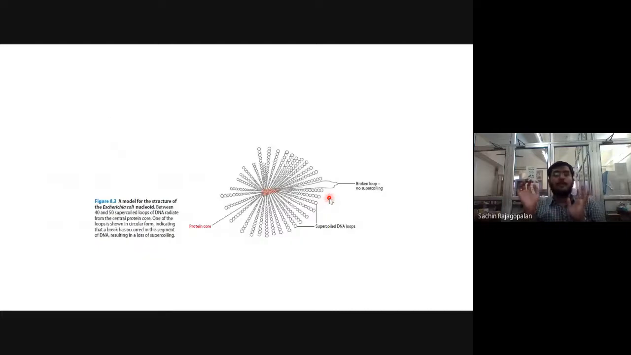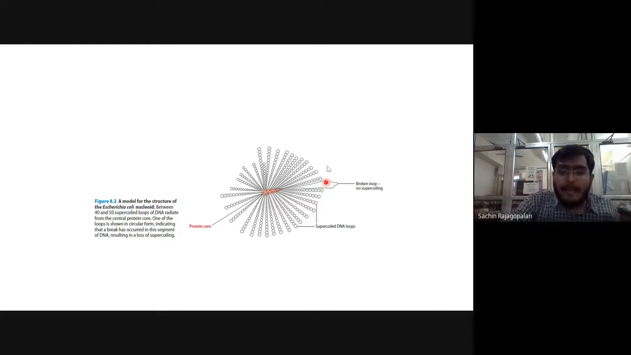This is how it looks. So the pink colored thing that you can see at the center is the protein core, which holds the DNA fragments, and you can see the DNA radiating out. These are all supercoiled DNA that you can see. But you can see one DNA section, it is loose. It's not coiled, it is completely loose. Because there might be a break there, because of which the supercoiling is lost.